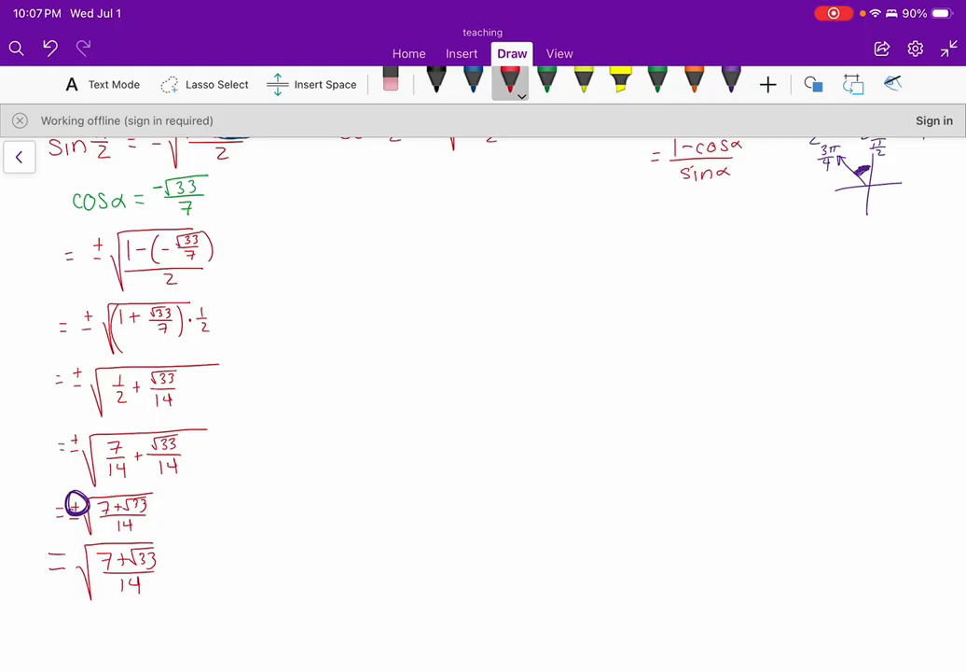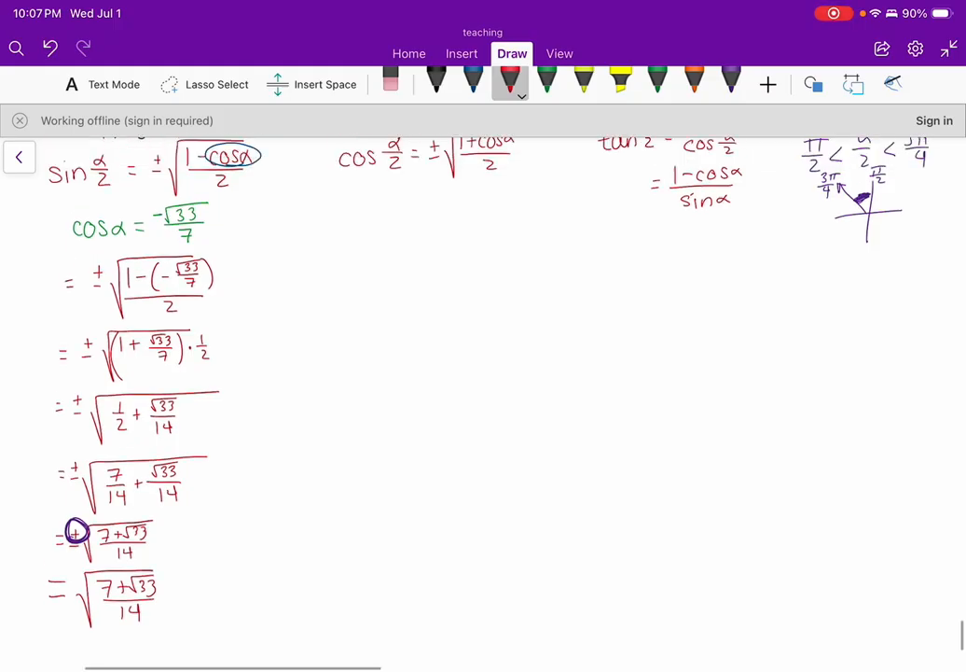Technically, you could keep simplifying just a little bit here because you could rationalize that denominator. That's not really something that I worry too much about, though.